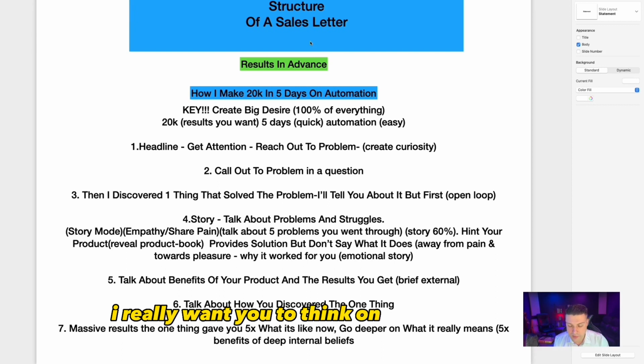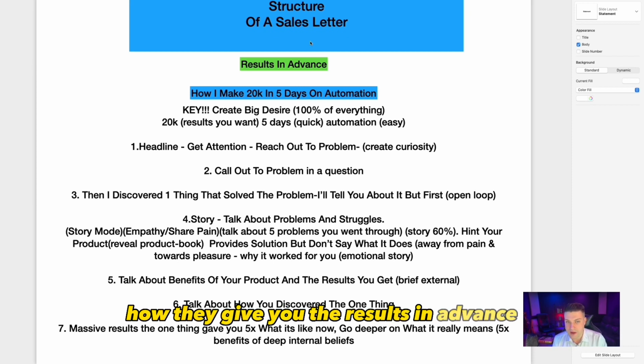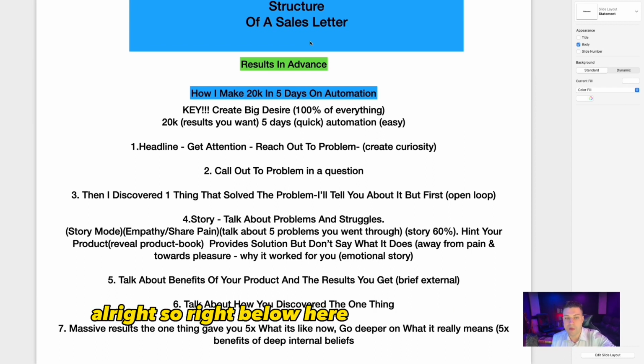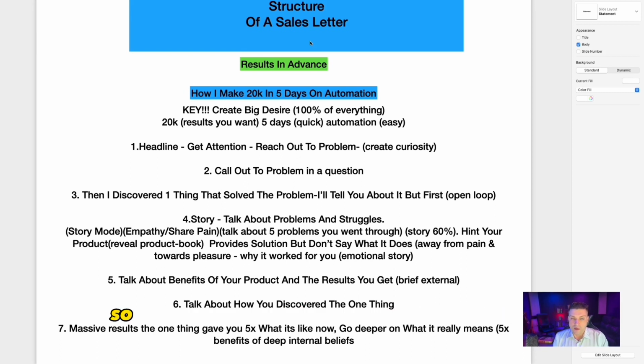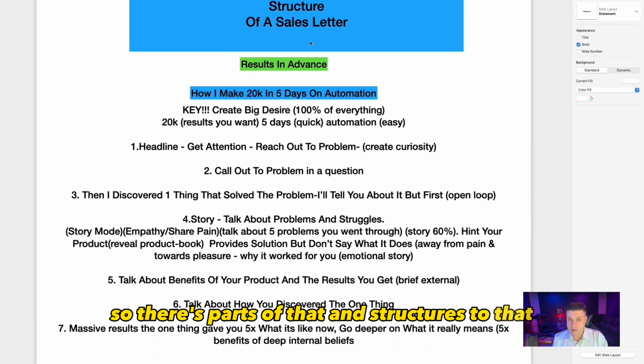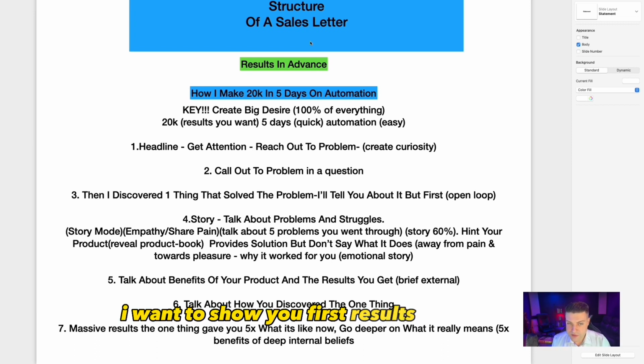I really want you to think on that really hard, and I want you to really concentrate on that. And as you watch other people make ads, you're going to see how they give you the results in advance. And I made an example here so you can see. All right, so right below it here in blue, how I made $20K in 5 days on automation. So there's parts of that and structures to that, but I want to show you first the results in advance. So see how that talks about money right there. It could be anything really. But 20K is the result that you want.